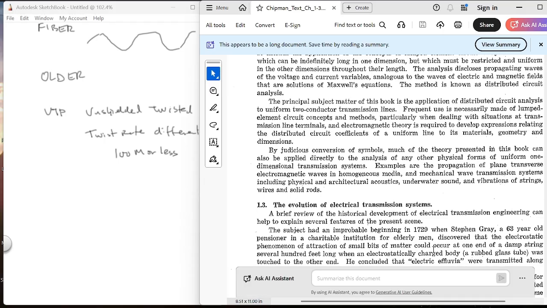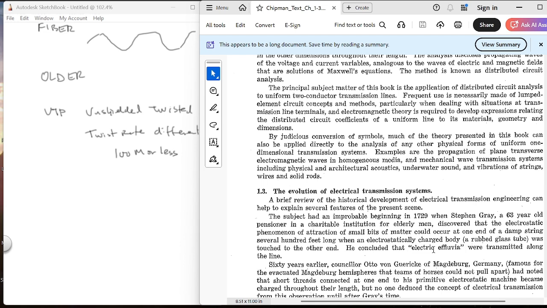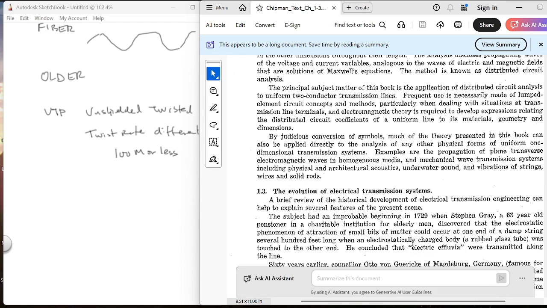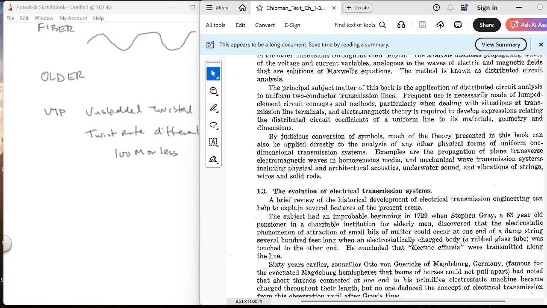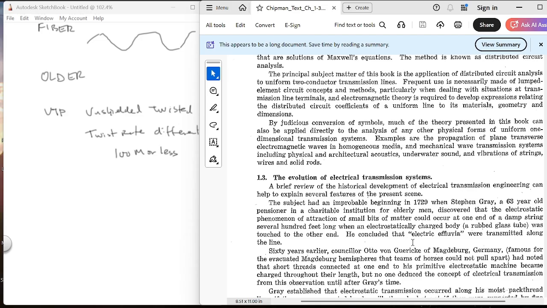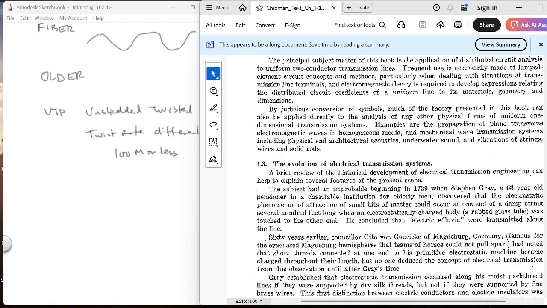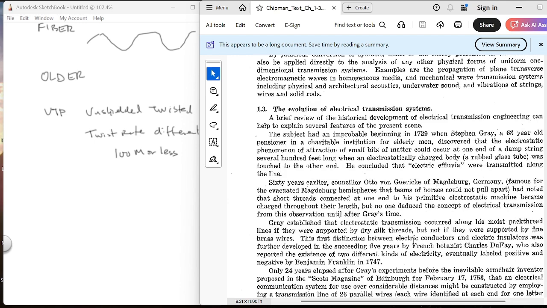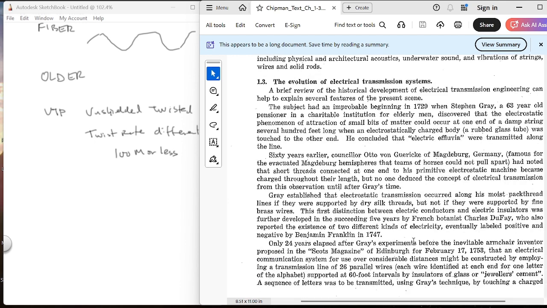1729. The electrostatic phenomenon of attracting small bits of matter could occur at one end of a damp string several hundred feet long. 60 years later, short threads connected at one end to his primitive electrostatic machine became charged through their length, but no one deduced the concept of electrical transmission from this observation until after Gray's time. Okay, feel like we've been back through history, right?